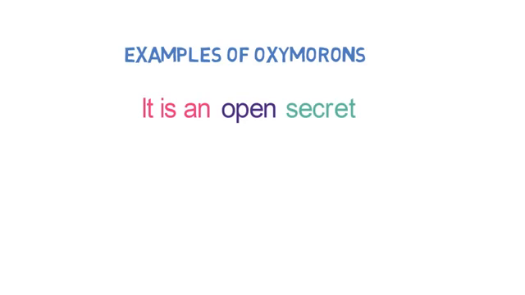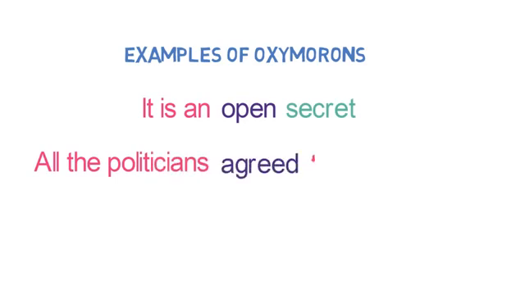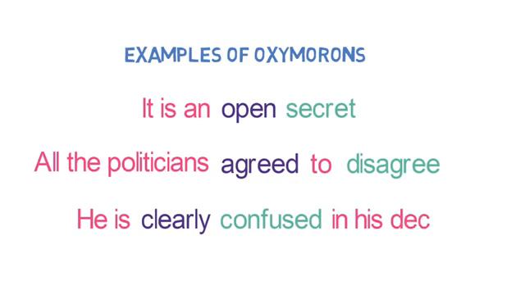Let's look into the next example of oxymoron. All the politicians agreed to disagree. Here you can see two opposite words, agree and disagree, in the same sentence. So it is an oxymoron. Let's look into one more example of oxymoron. He is clearly confused in his decision. Here you can see two opposite words, clearly and confused, in the same sentence. So it is an oxymoron. So these are the examples of oxymoron.